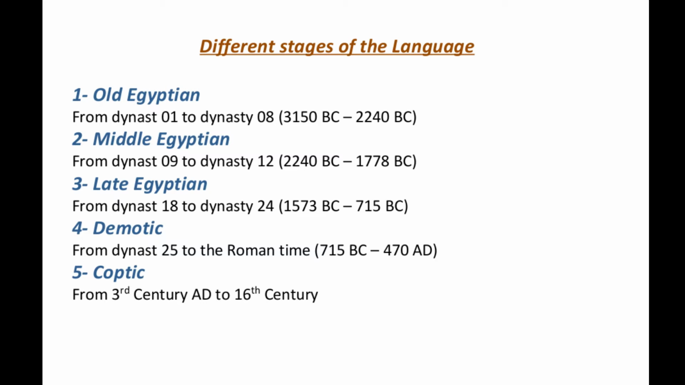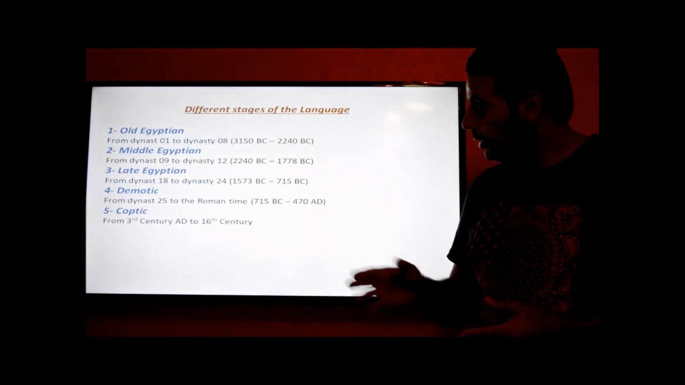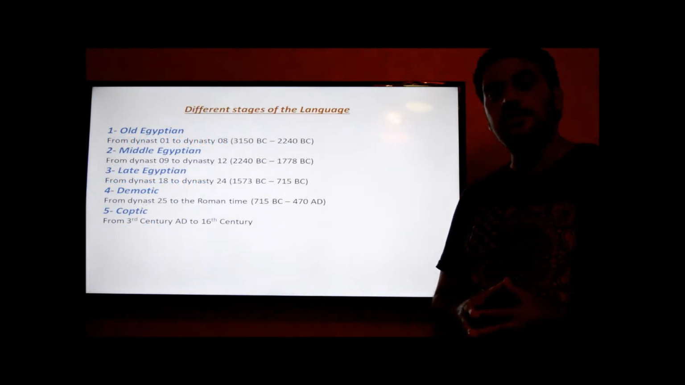The second one is Middle Egyptian, and most of the students of the ancient Egyptian language study the language during the second stage, which is the Middle Egyptian, from Dynasty 9 till Dynasty 12. And the third stage is the Late Egyptian, from the 18th dynasty to the 24th dynasty. And then we have the Demotics, which started after the Late Egyptian, from the 25th to the Roman time, and the Coptic language, as I explained, during Christian Egypt, and that is from the 3rd century until the 16th century.